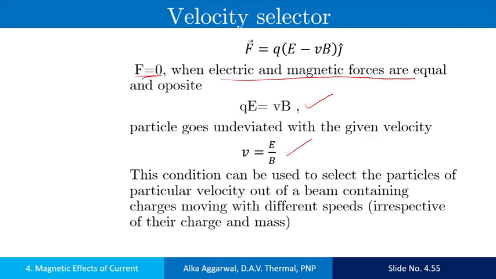and the velocity is now v equals E by B. Velocity depends only on the magnitude of the electric field and the magnetic field. So by using this condition, by applying the perpendicular electric and magnetic fields, we are able to select the particles of a particular velocity from a beam, irrespective of their charge and mass.